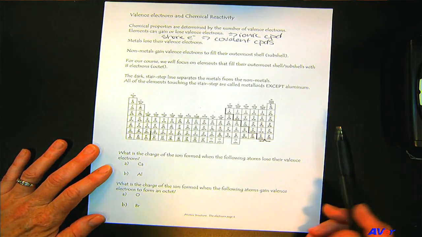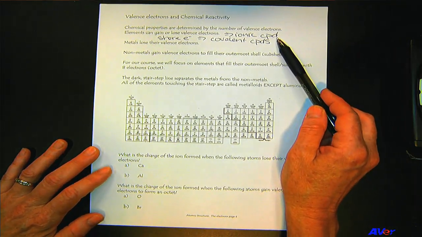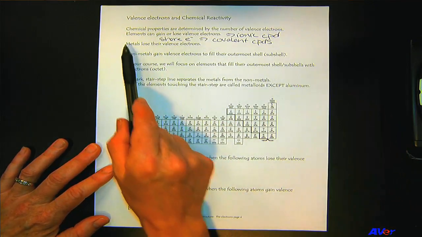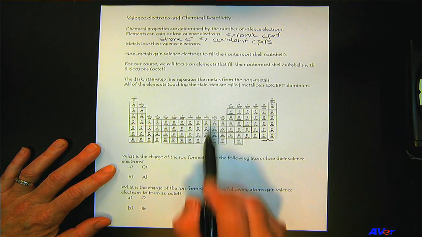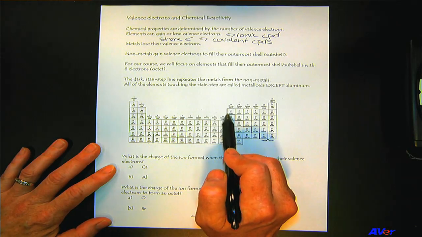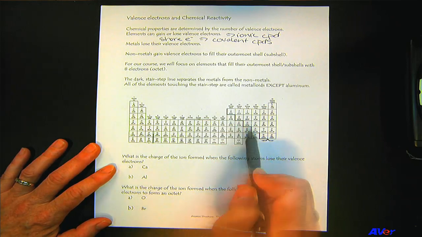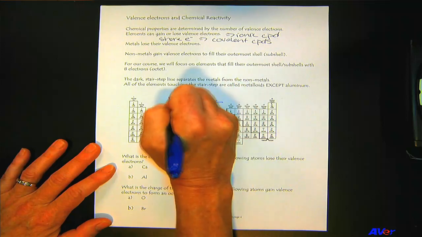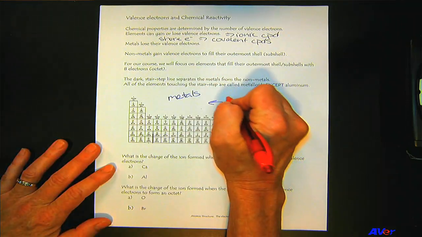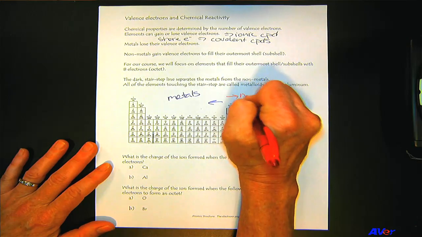So, right now we're going to focus on ionic compounds, and we're going to look at metals and nonmetals. Now, to distinguish between metals and nonmetals, notice that there is this stair-step line. So, the metals are to the left, and the nonmetals are to the right.